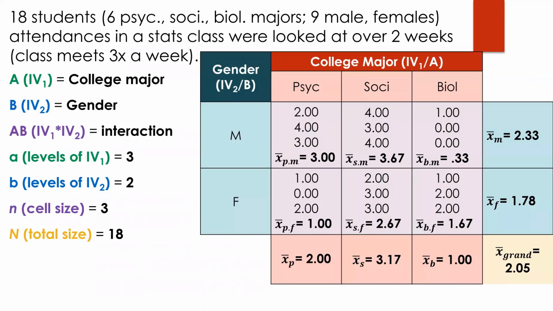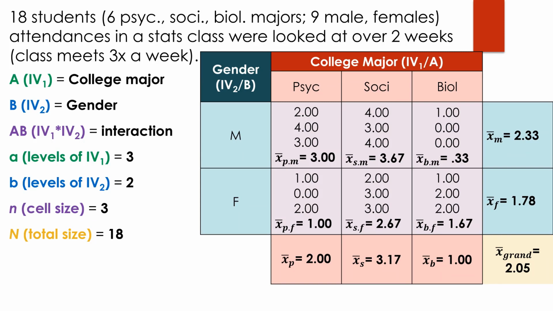There are a few things that we have to take note of. First, we have to notice what our first independent variable is. We can just call it variable A for the sake of succinctness. So that's college major. Independent variable 2 is variable B, that's gender. And AB is the interaction of independent variable 1 and 2. Now, lowercase a tells us the levels of variable A. We see that there are 3 college majors, so the levels are 3. Lowercase b is the number of levels for gender. There's 2. Little n is the number of people in each cell, and big N is the total amount of people in the study.